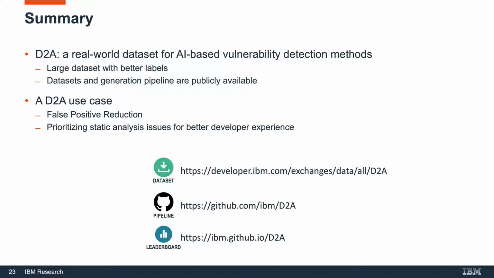In summary, our paper presents D2A, a real-world dataset for vulnerability detection tasks. It's a large dataset with better labels. We show the use case and create a false positive reduction model to prioritize static analysis issues for a better developer experience. And this concludes my talk.